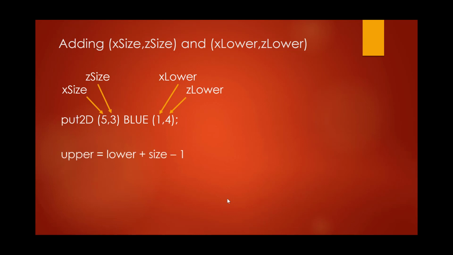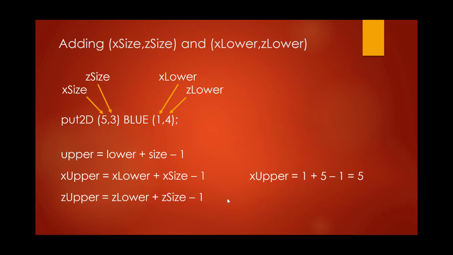And I have my formula from the previous slide. So I want to do a version of this equation for x, and I want to do a version of this equation for z. So instead of just plain old upper, I'm going to have x upper. And instead of lower, I'm going to have x lower. So if I come up with a new version of this equation, I get this, and I can now plug in numbers for x lower and x size and then do the math. And so then I realize that x upper here is 5. And I can do something similar for z. And again, I can plug in the numbers, and then I realize that z upper is 6.